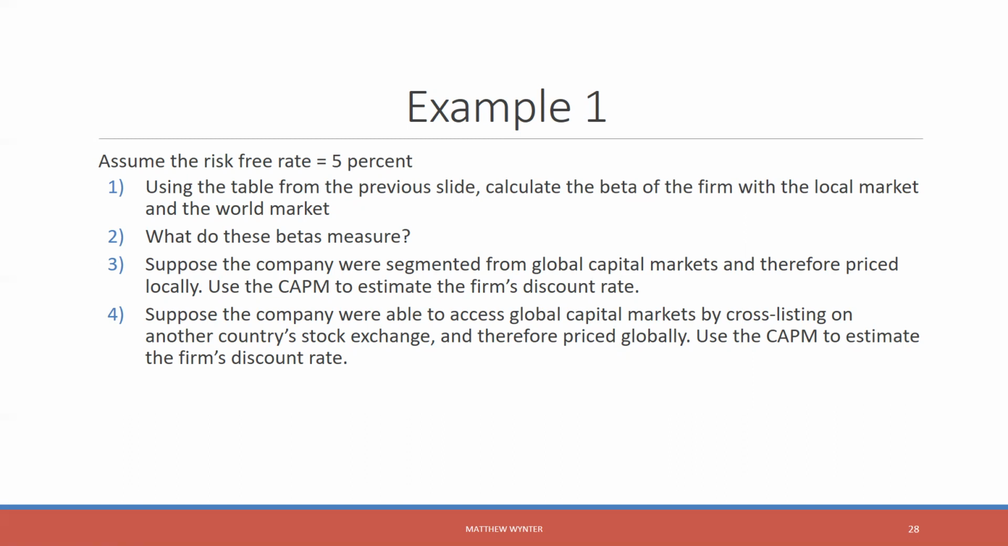For part 4, when we want to apply the CAPM globally, same intuition, same idea. What's different is we would have the beta for the firm with the world market portfolio multiplied by the market risk premium for the world market portfolio, the excess return for the world market portfolio. Hopefully as you work through it, you'll observe very different discount rates for the firm.